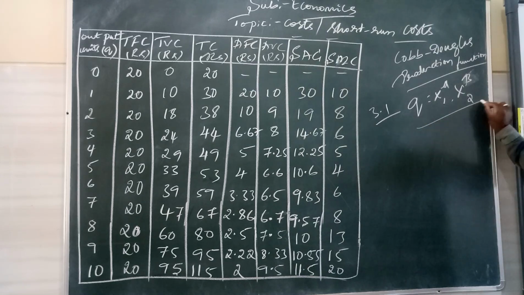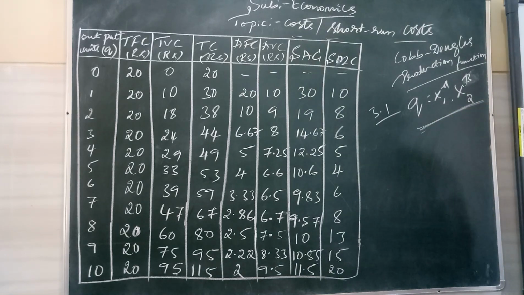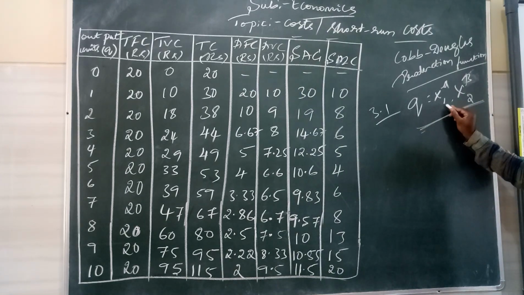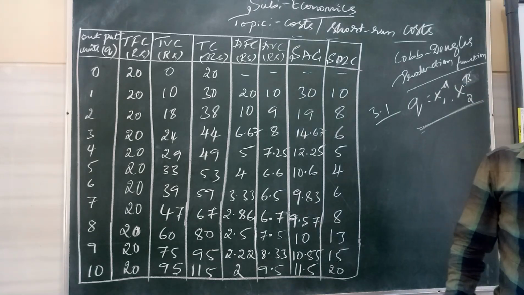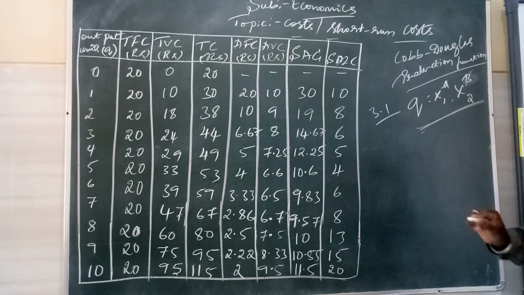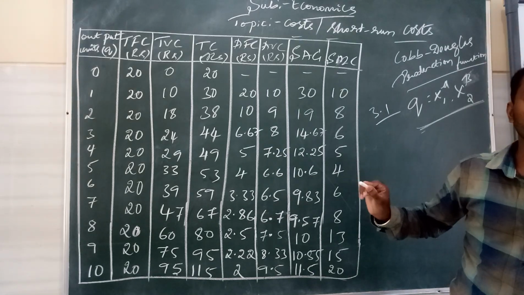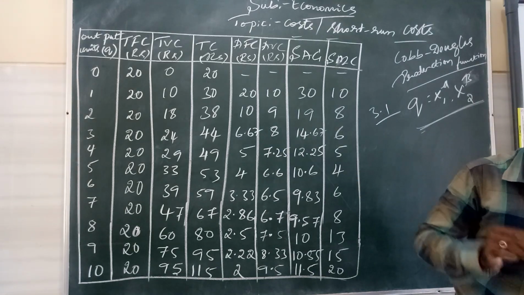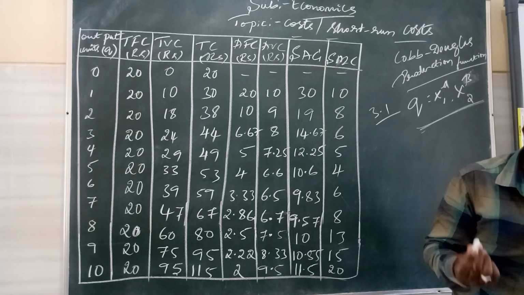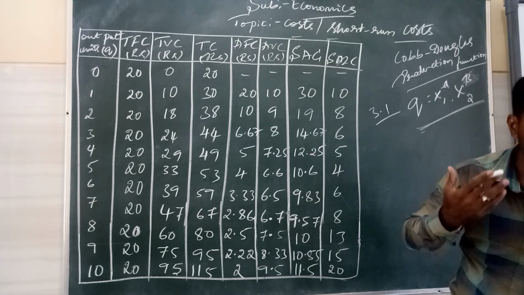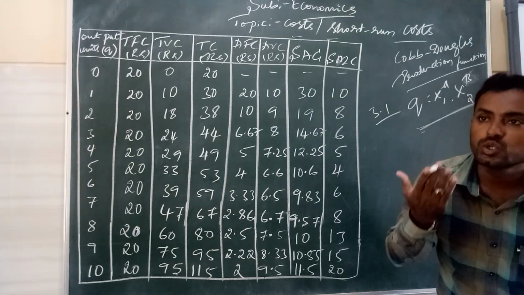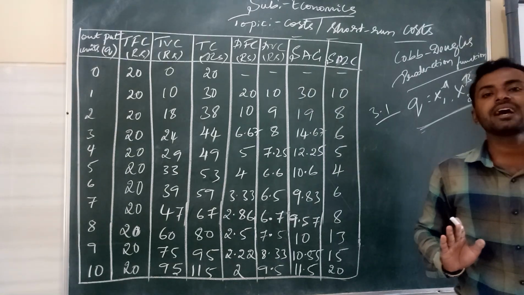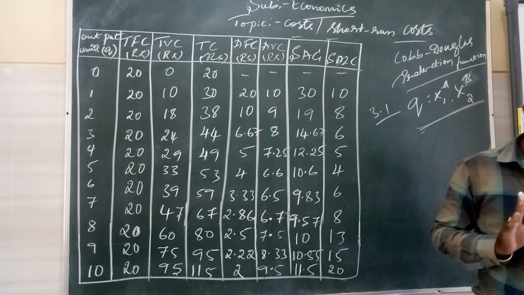See, this is the formula for the Cobb-Douglas production function: Q is equal to x1 to the power alpha times x2 to the power beta. Both alpha and beta are constants. The firm produces Q amount of output using x1 amount of factor 1 and x2 amount of factor 2. This is called the Cobb-Douglas production function.